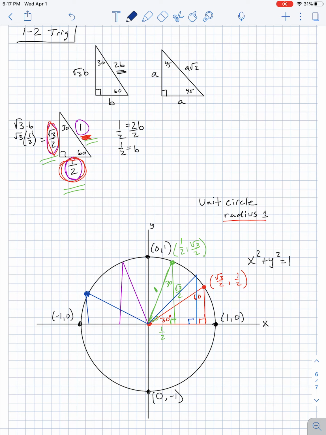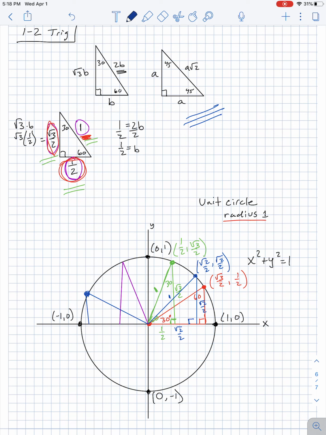I'm not going to walk through it all again. But this radius is also 1, which makes this side √2/2, and this one √2/2. And you can do the math on this triangle just like we did on the 30, 60, 90. And that makes this coordinate √2/2, comma, √2/2. Okay, and that's also a point on the unit circle.